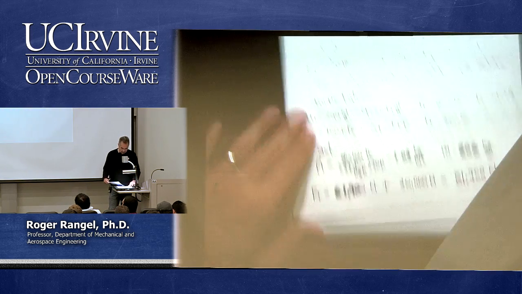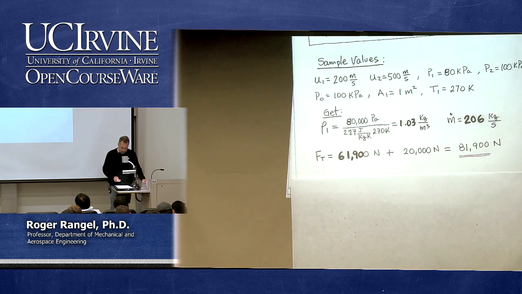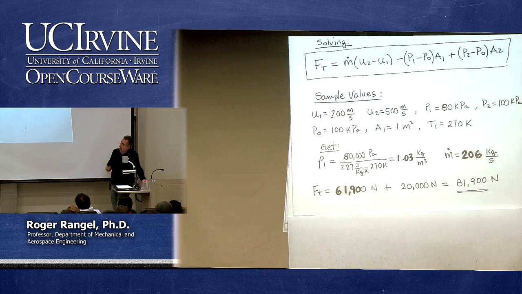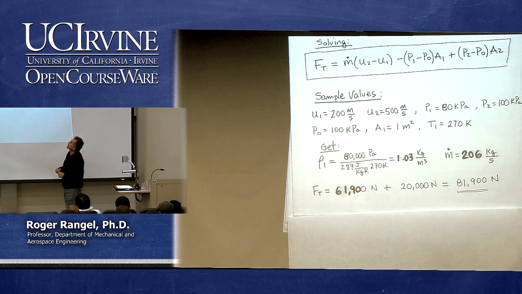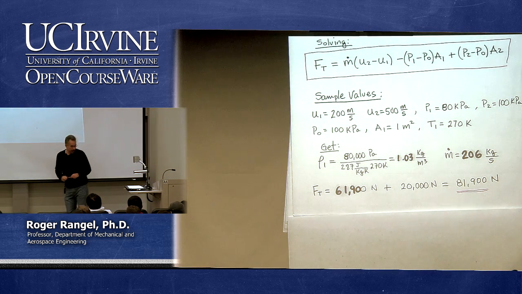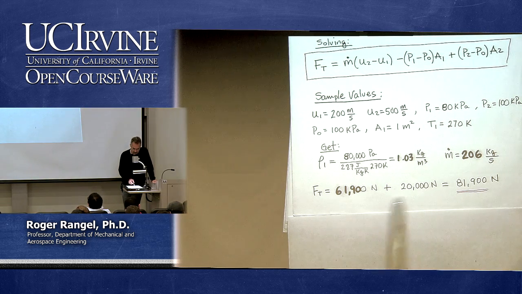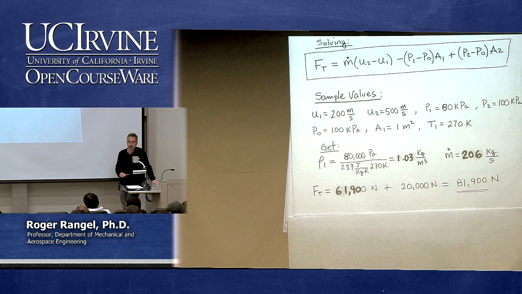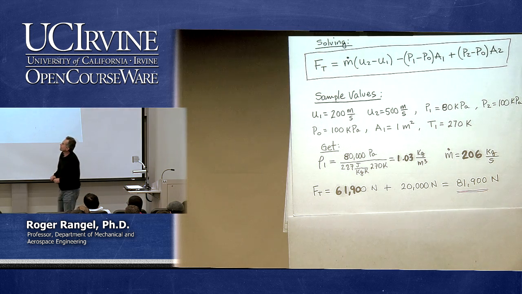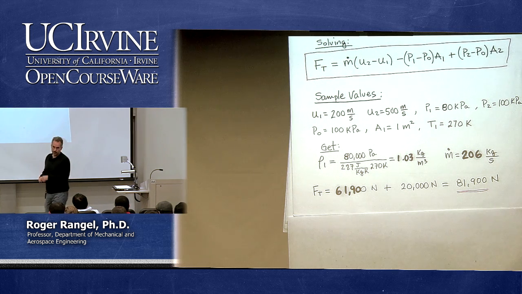All right, so we get that number. Realize that the 61.9 kilonewtons came from the actual term that generates the thrust, which is the m dot times U2 minus U1. This 20,000 comes from the static pressure forces. It's not insignificant in using these numbers, but of course this is the important one. The 61.9 is what you're generating by putting the fluid through the engine.